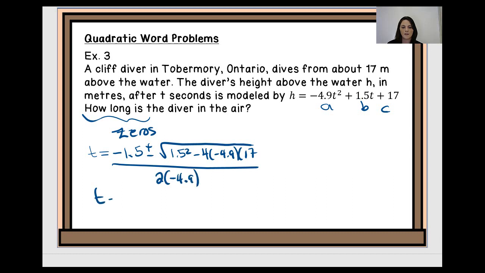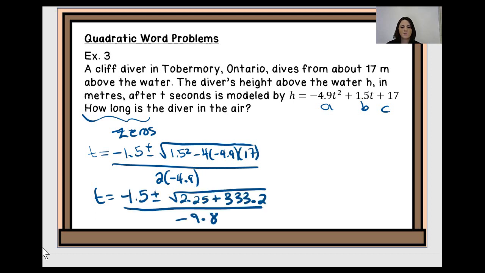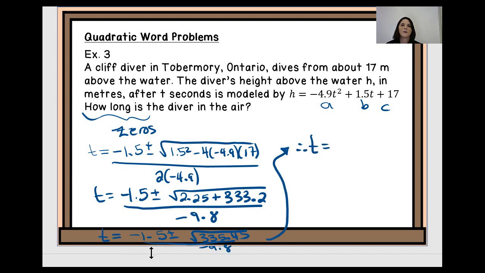Okay, let's go ahead and simplify. Simplifying, t is equal to negative 1.5 plus or minus the square root of 2.25 plus 333.2, all divided by negative 9.8. We are going to get a positive number underneath the square root, which means we have two zeros. Let's go ahead and find those zeros. Simplifying underneath the square root, we get 335.45. So next we're going to find our zeros.